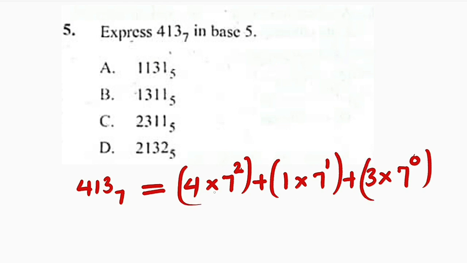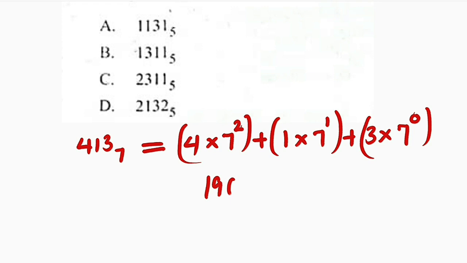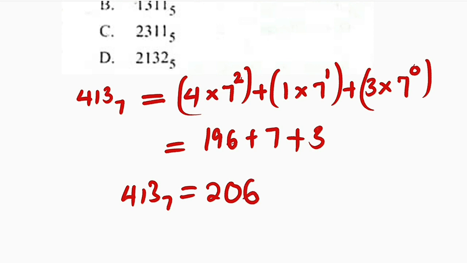Now let us simplify. From here you can see 7 squared is 49, and 49 times 4 will give us 196. 196 plus 7 to the power of 1 is 7 times 1 is 7, plus 7 to the power of 0 is 1, and 1 times 3 is 3. You can see that 7 plus 3 is 10, and if you add 10 to this number, you're going to obtain 206. And hence, 413 in base 7 is equal to 206 in base 10. So this is the number we are going to convert to base 5.